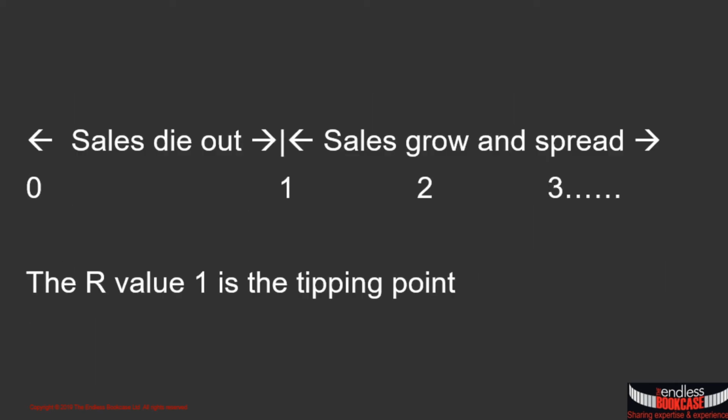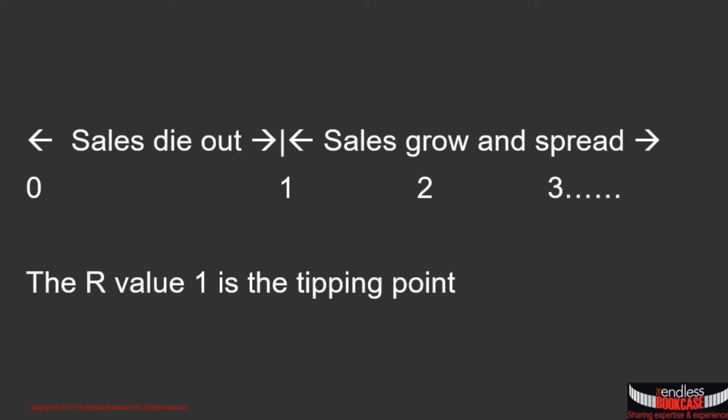And what's quite critical is how big the R value is. So in this simple chart here, the tipping point is the number 1. If the value of R is less than 1, then the sales are going to die out. And if R is greater than 1 or greater, then the sales are going to grow and they're going to spread. And the higher the value of R, the faster those sales are going to grow and spread. So you really want your R value to be as much bigger than 1 as you can achieve. So 1 is really the tipping point of the R value.